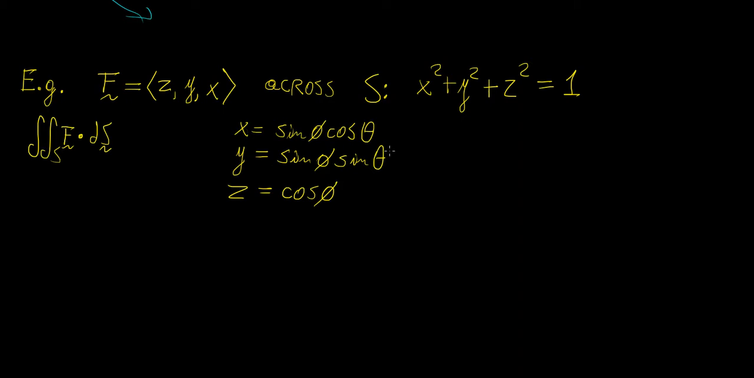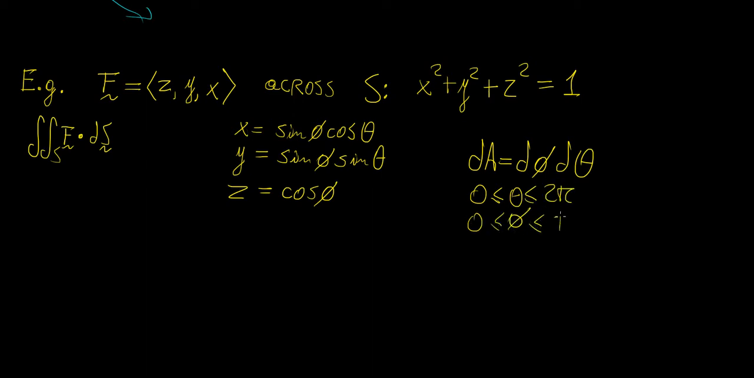Now the next thing is to define the area. The element of area we know is just going to be d theta d phi. Then we need to know the limits, because we're taking the full sphere. We're going to have theta from 0 to pi, and phi from 0 to pi. Alright, so we have all that information.